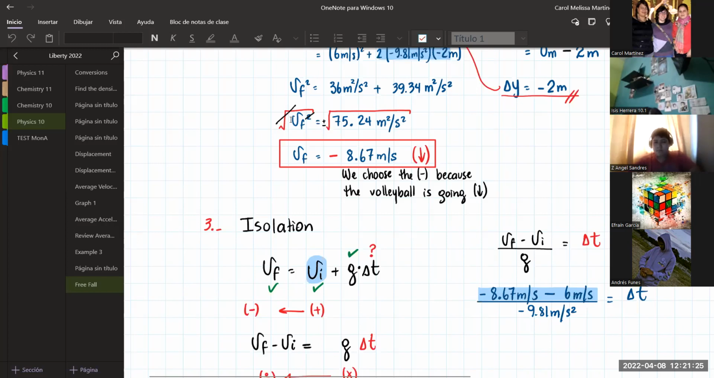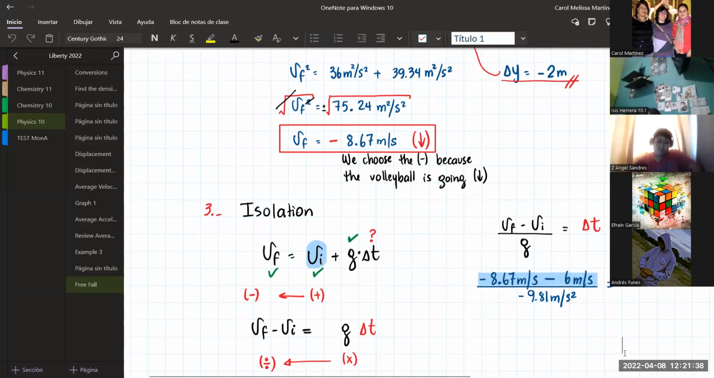You can write the answer in the chat. Remember, that's your way to participate if you don't want to turn the microphone on. So how much is this? Remember, I told you many times that you have to do it step by step, okay?